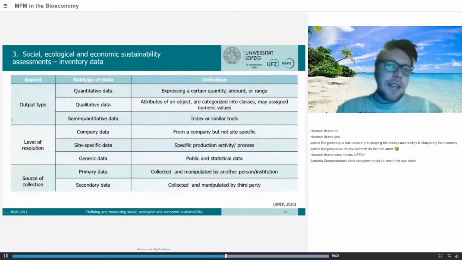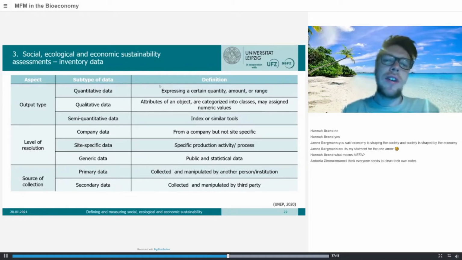When we are measuring indicators, we are producing data, and this data is our inventory data. There are a lot of different types of inventory data. For example, we have different output types. Output types of inventory or indicator data can be quantitative data, which means we are expressing a certain quantity, amount, or range. We have qualitative data, which stands for attributes of an object, and those attributes can be categorized into classes, and we may assign numeric values to them.